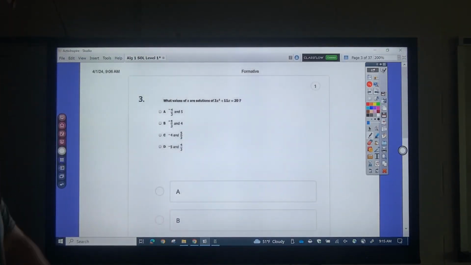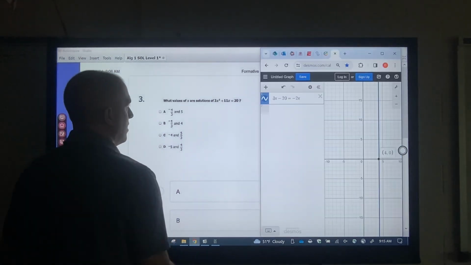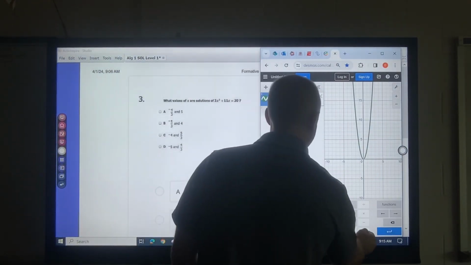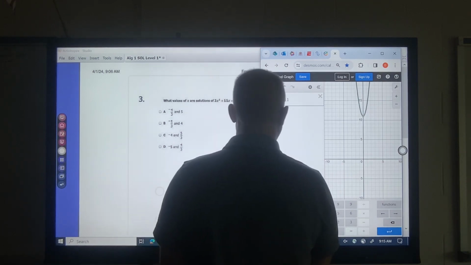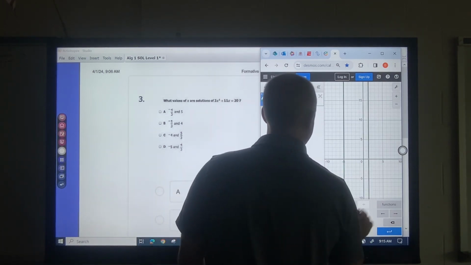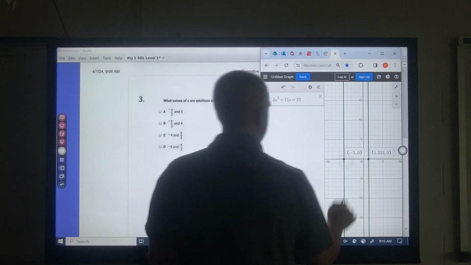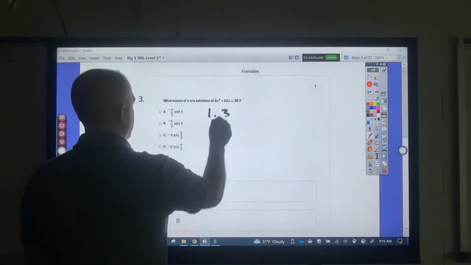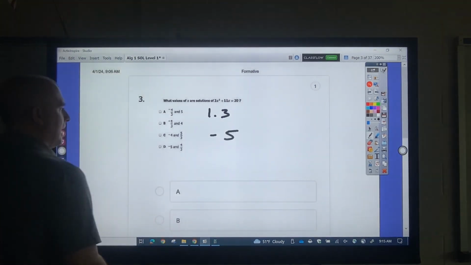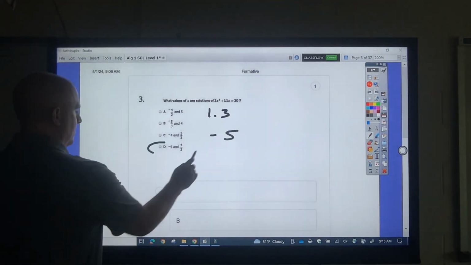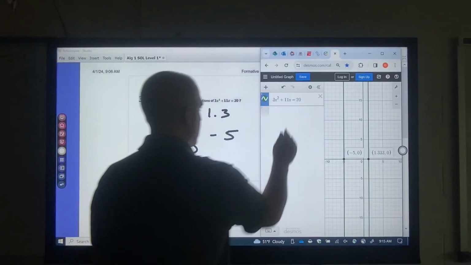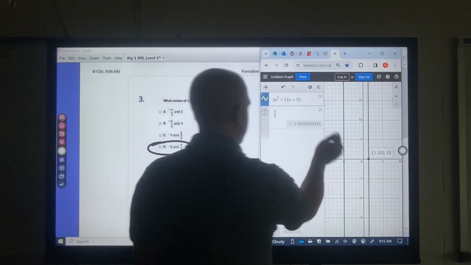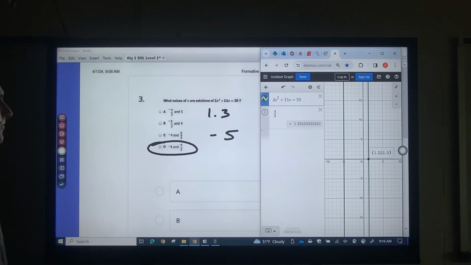All right, what are the solutions? Once again, 3x squared plus 11x equals 20. I got 1.3 and negative 5. If you're being a good test taker, it's got to be this one, and you can always check: do 4 divided by 3 and see if it's the same number as that one, and it is.